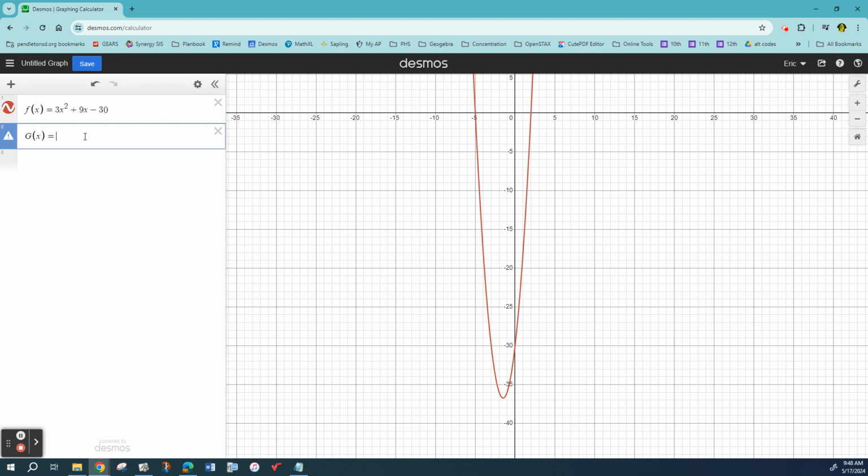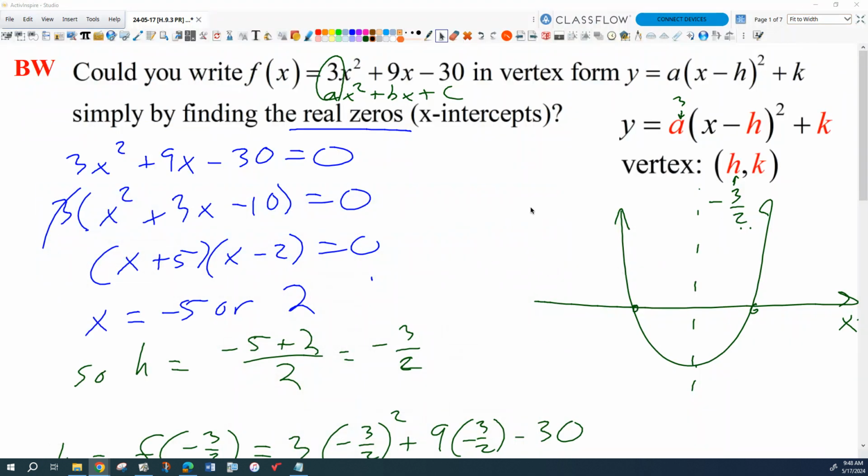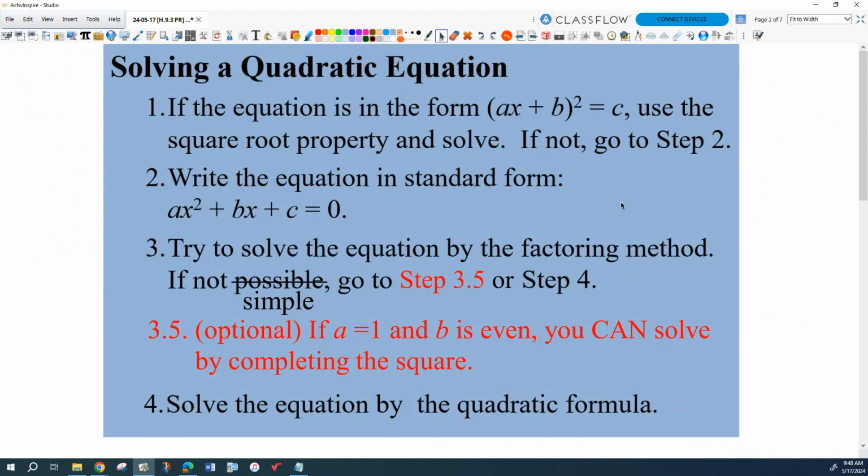What did we get for g of x? We got 3 times the quantity x plus 3 halves squared minus 147/4. Whoops. Yeah, so they overlap perfectly, right? So we got it. All right, make sense? Good little trick.